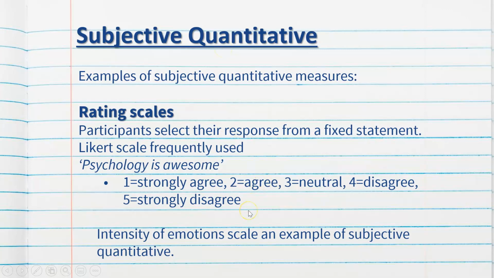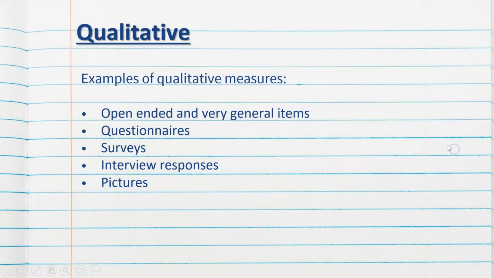So in class, when we were doing our emotion topic currently, the intensity of emotion scales is an example of subjective quantitative data. We can definitely convert that, what we did in class, to having low intensity emotions to high intensity emotions and represent that with numbers and so on. So subjective quantitative scales are everywhere.